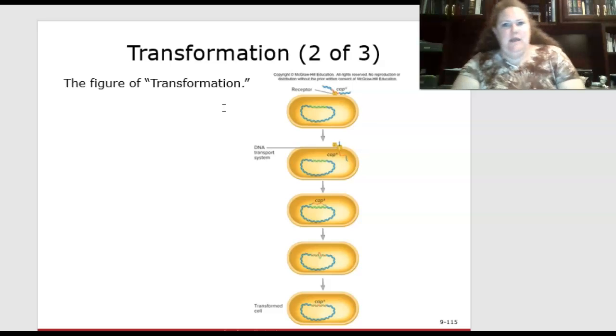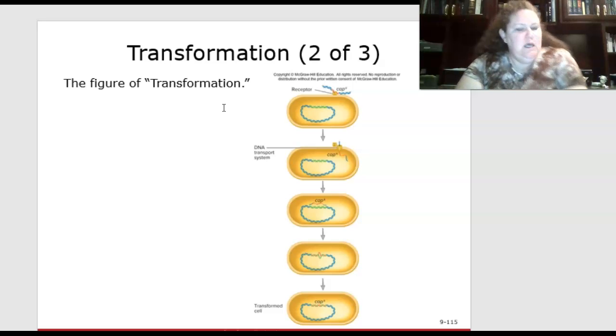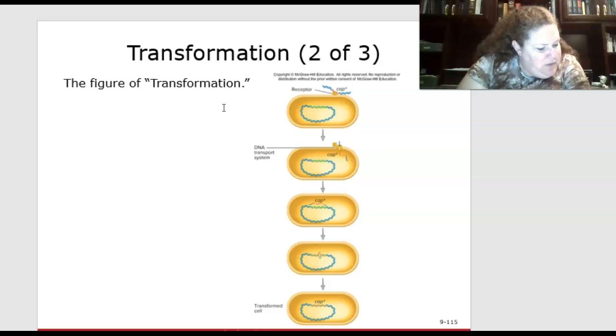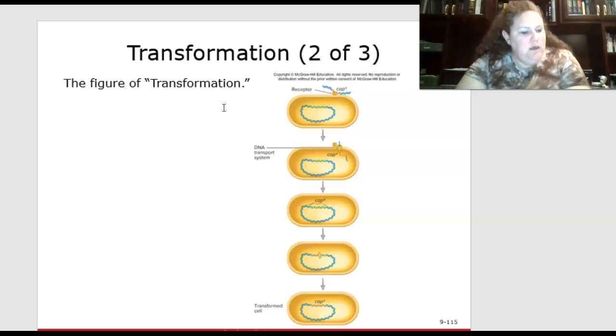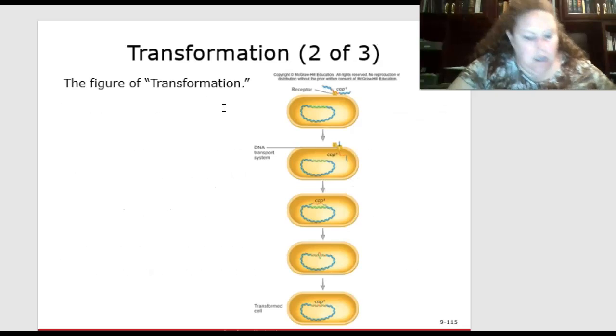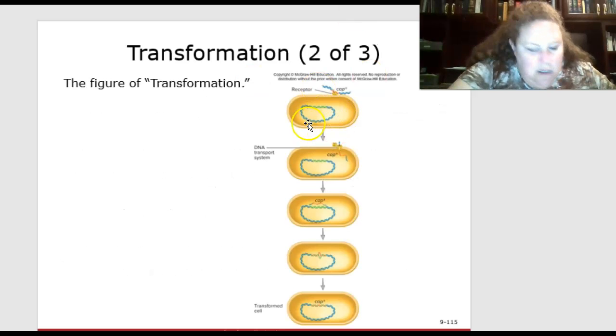So here is a picture of transformation, and this is shown in figure 2.26. You can see that up here, the DNA fragment, which is in blue, delivers the cap positive gene for the capsule formation, which is in red, and it binds to the surface receptor of the competent recipient cell. And then the DNA is going to be converted to one strand and transported into the cell by the DNA transport system. And then the DNA strand down here aligns itself with a compatible region of the recipient chromosome.